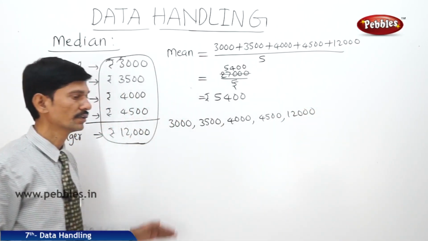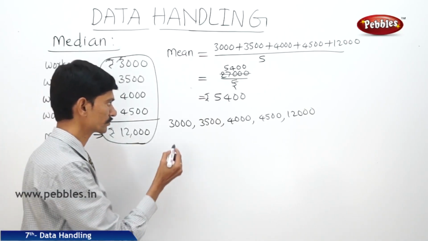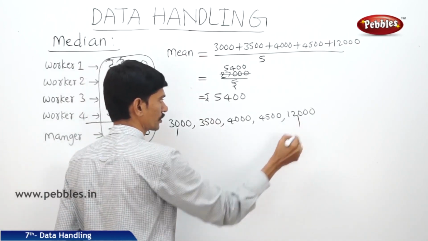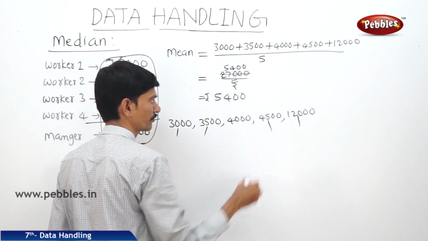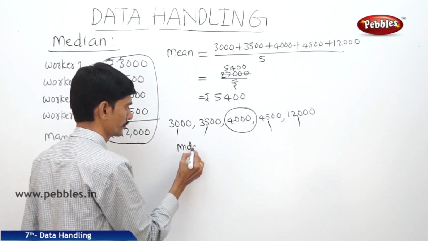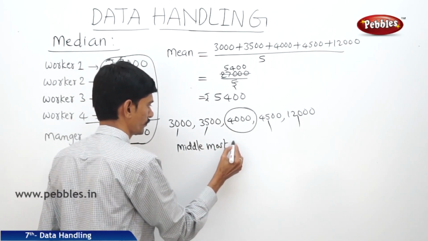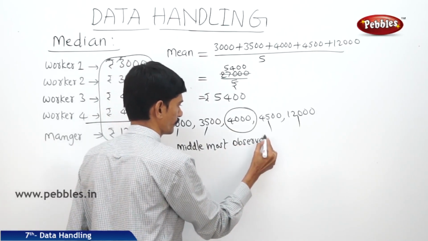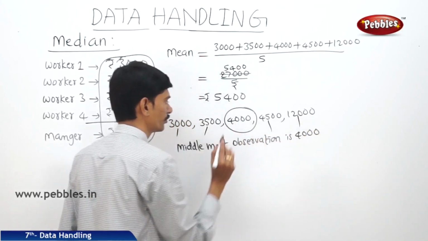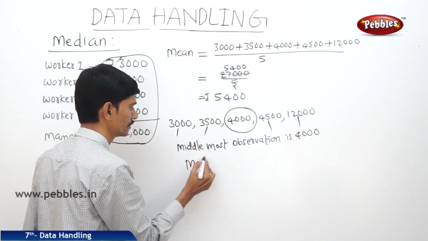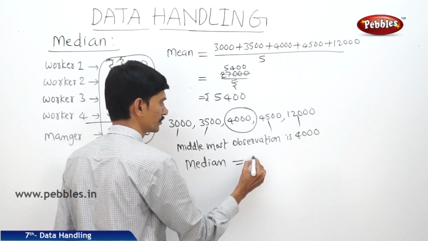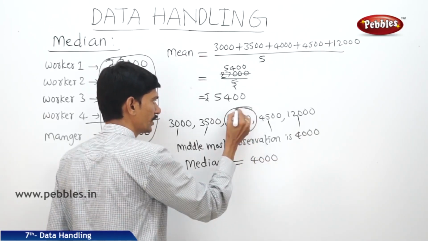Now if you find the middlemost value, take one observation from both left and right. So 3,000, 12,000, then again next 3,500, 4,500. So the middlemost observation is 4,000. Here the middlemost observation 4000 is the median of the given data. So the median is nothing but the middlemost observation. So the median of the given data is 4000.